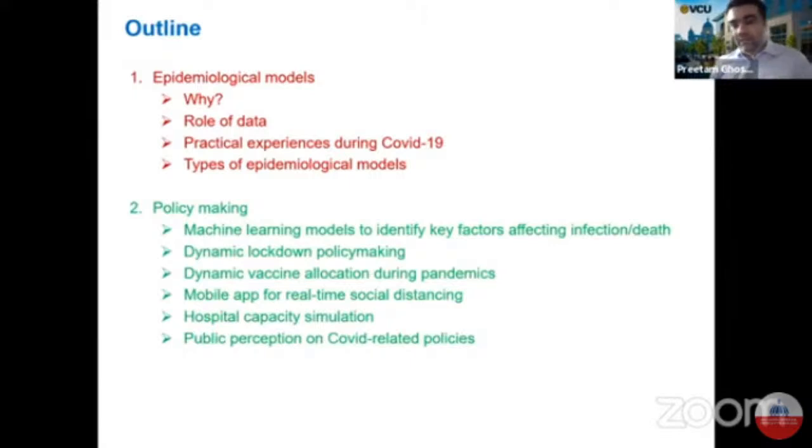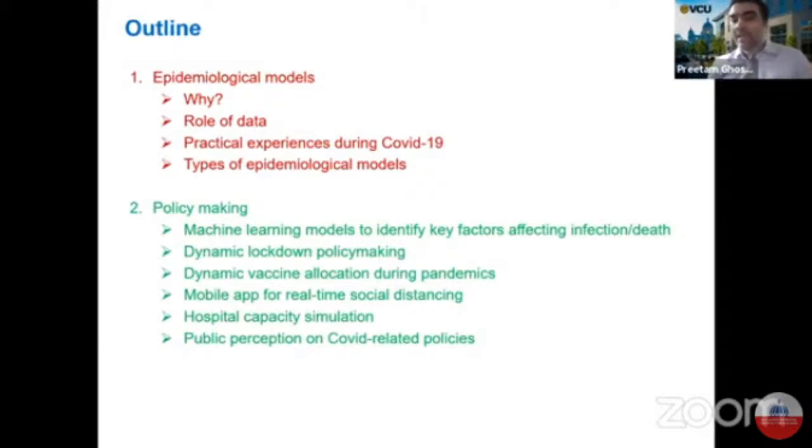A lot of that work is currently, I'm still involved in that process. So we are working with the Virginia Commonwealth University Medical Center for hospital planning and logistics. How many extra beds and ventilators to allocate, looking at what is going to happen in the next month in terms of the spread models and all, right? So hospital capacity simulation. And then finally, we will finish it off with some public perception on COVID-related policies.